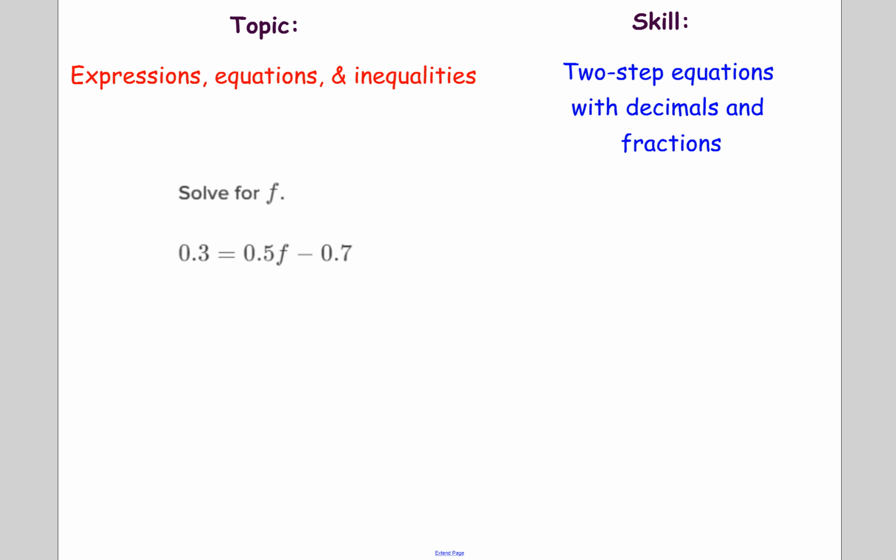Hello there, this particular video will be on two-step equations with decimals and fractions. So let's begin. Solve for f. So 0.3 equals 0.5f minus 0.7.